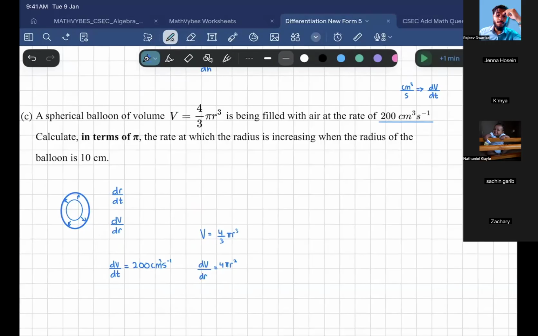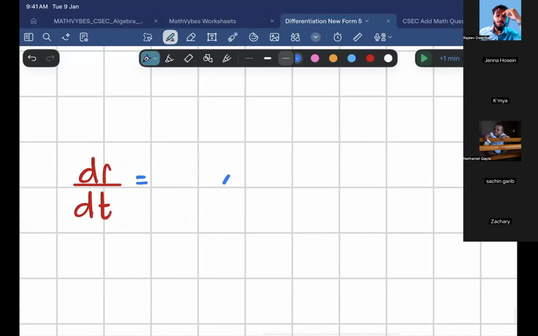So Nathaniel, let's say calculate in terms of pi the rate at which the radius is increasing. So they want me to find what? dr/dt. They want me to find dr/dt. Yeah. So let me show you how we're gonna go about doing that, right? This is kind of where I would get stuck. All right, check it out. If you want to get dr/dt, you're gonna multiply two different rates of change.